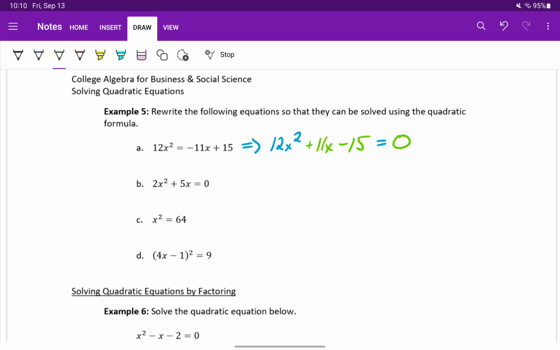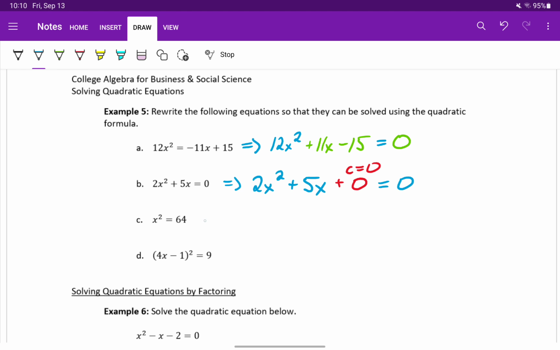In part B, we don't need to move any terms to one side or the other, but what we do need to do is account for the fact that there's no constant term. There's no value for c, the way this expression is written. What we need to do then is introduce that constant term. We don't necessarily have to literally write this out, but at least do this in our head, that there's a plus 0 term implied in this equation. So in this case, our value for c that we would plug into the quadratic formula would be a value of 0.